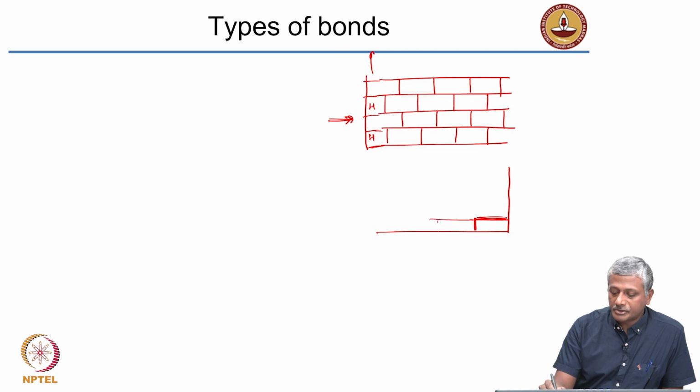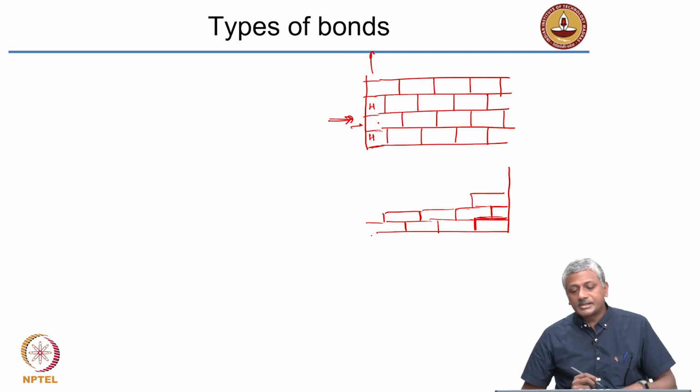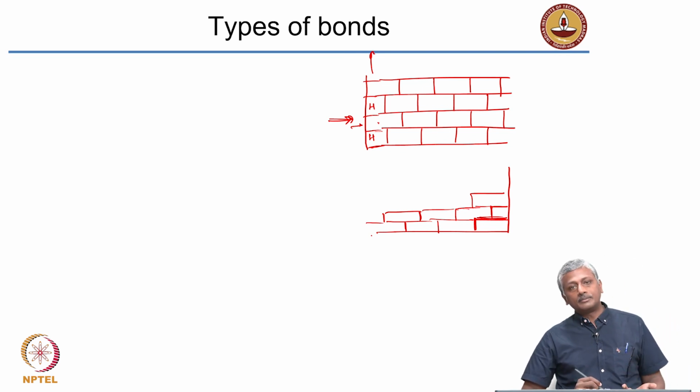Then it will all be stretchers in this direction. But what about this brick now? When I look at this brick from this side, it will actually be a header. The next layer will again have stretchers all through, and this layer also will have stretchers only. After the first header, everything will be a stretcher only.